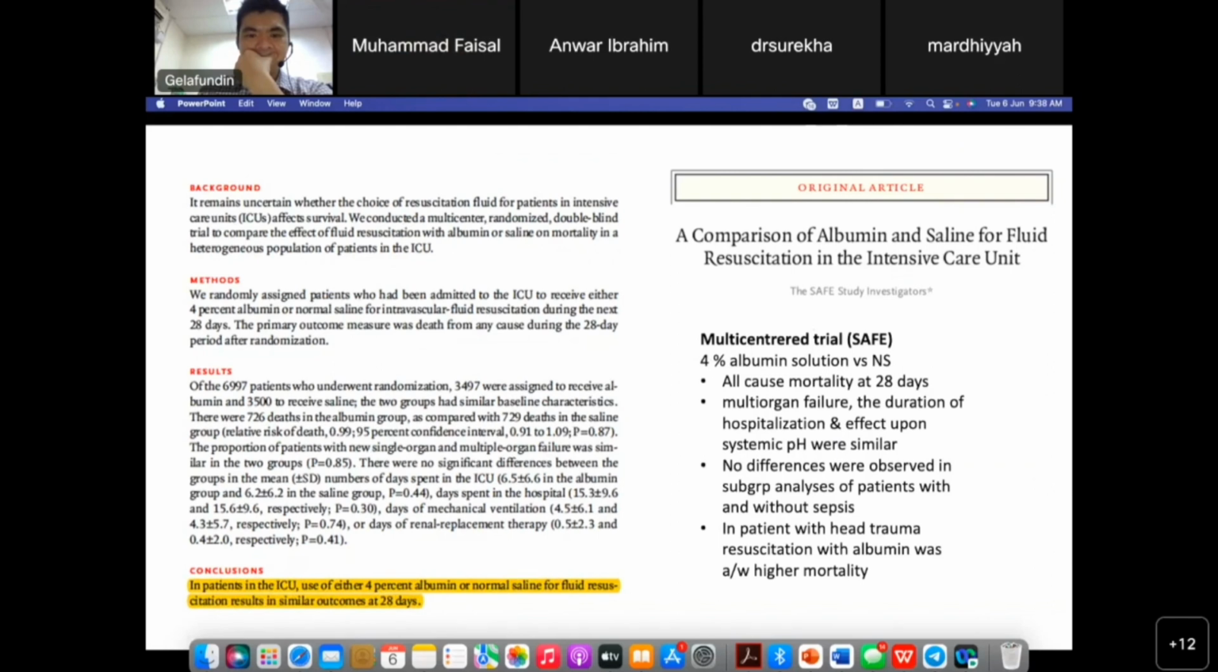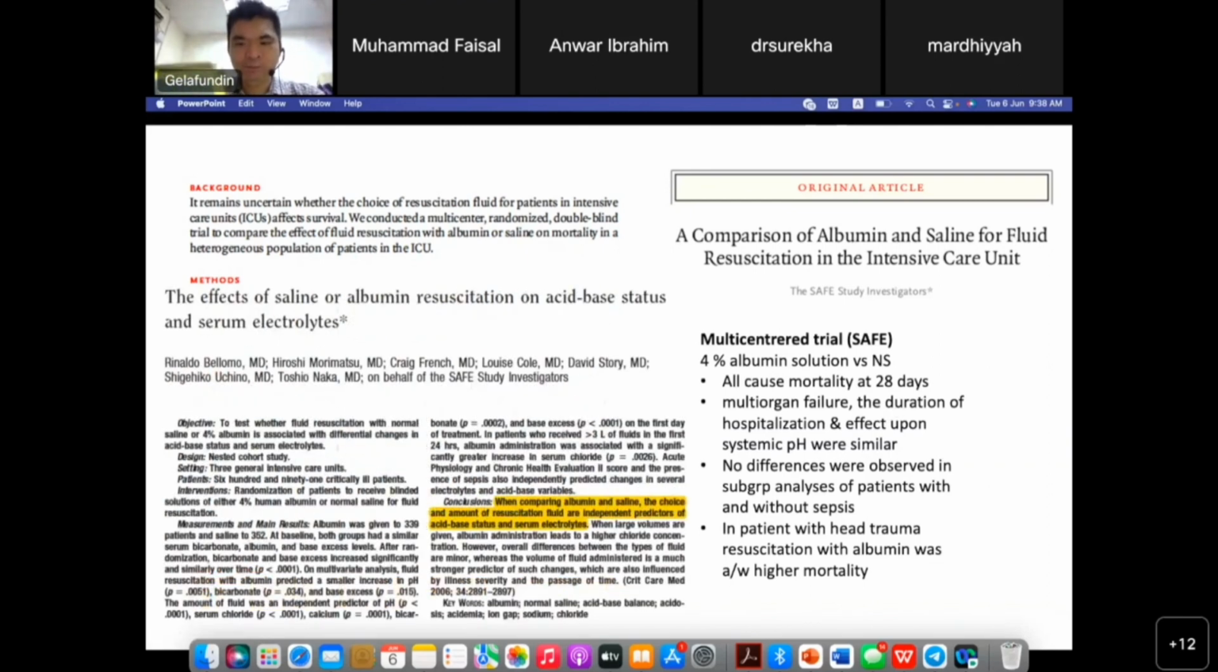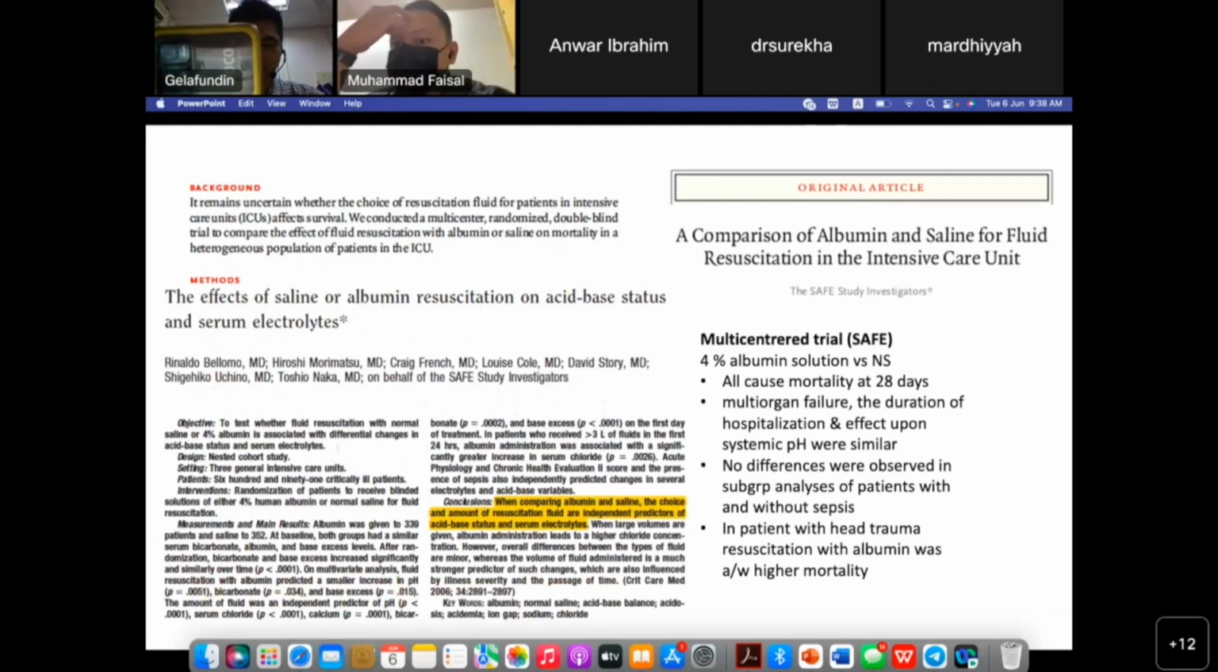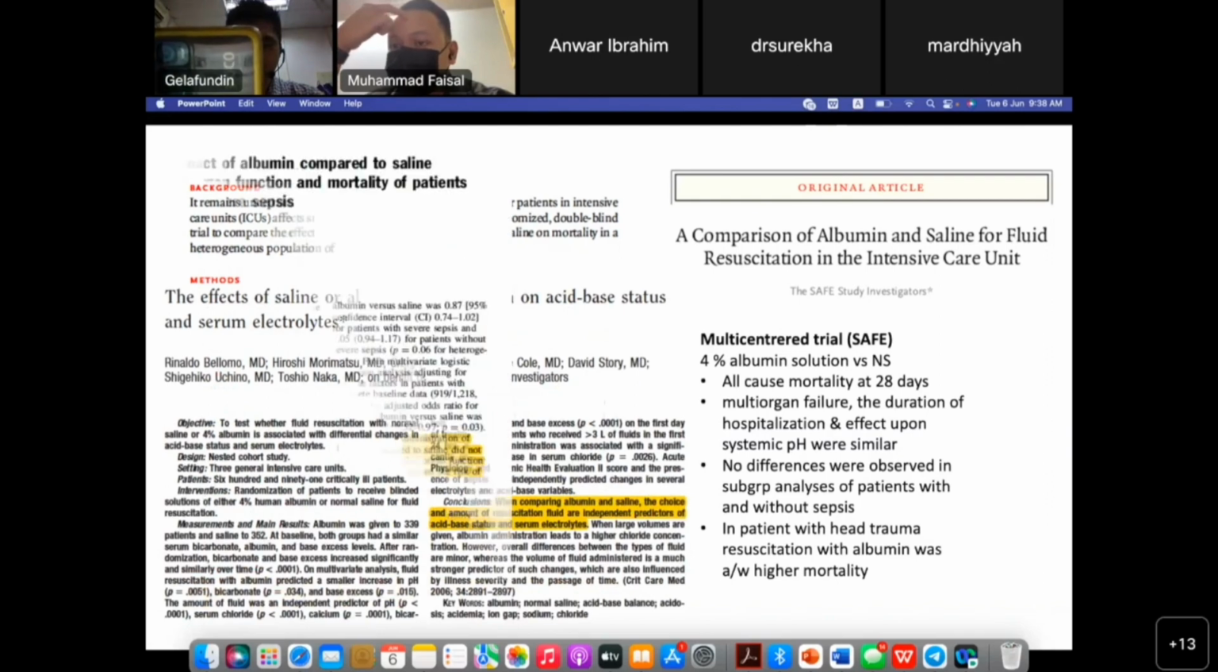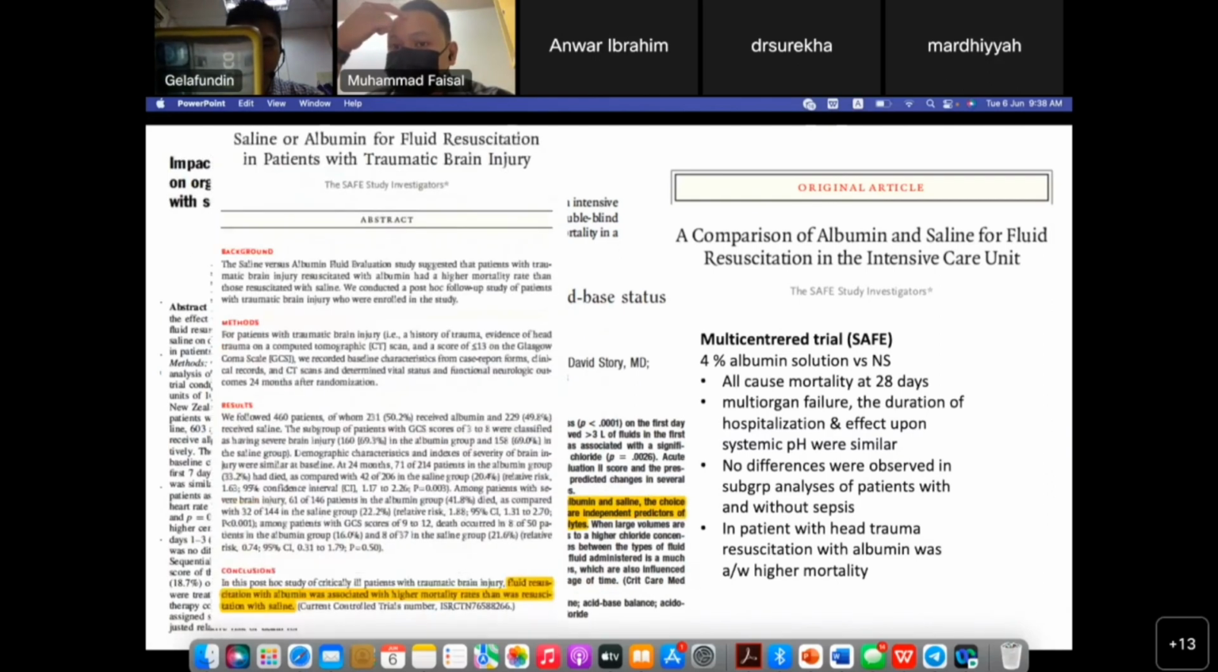Multi-organ failure, the duration of hospitalization, and also the effect upon systemic pH were also noted to be similar. Then there were no differences observed in subgroup analysis of patients with or without sepsis. However, in patients with head trauma, resuscitation with albumin was associated with higher mortality. So basically this shows no significant difference between the two, except in head trauma patients.